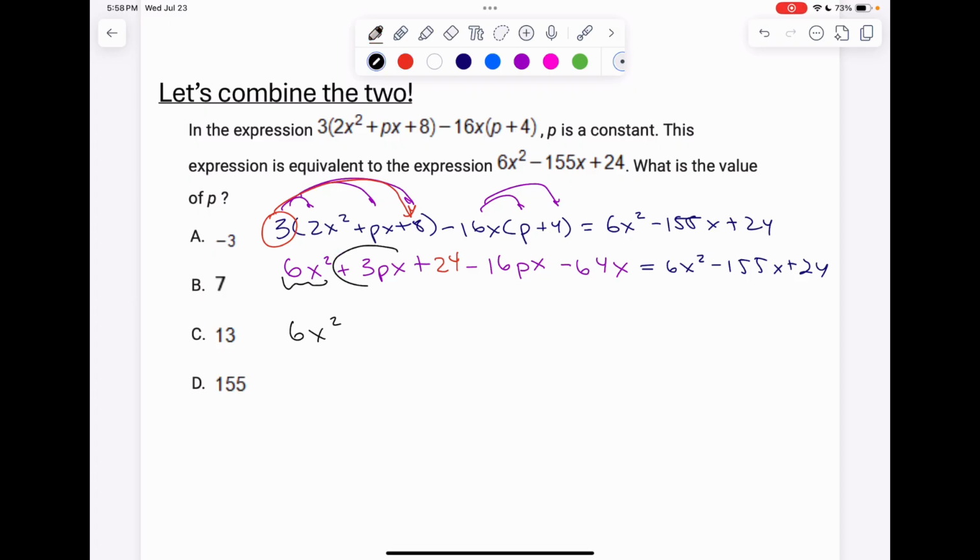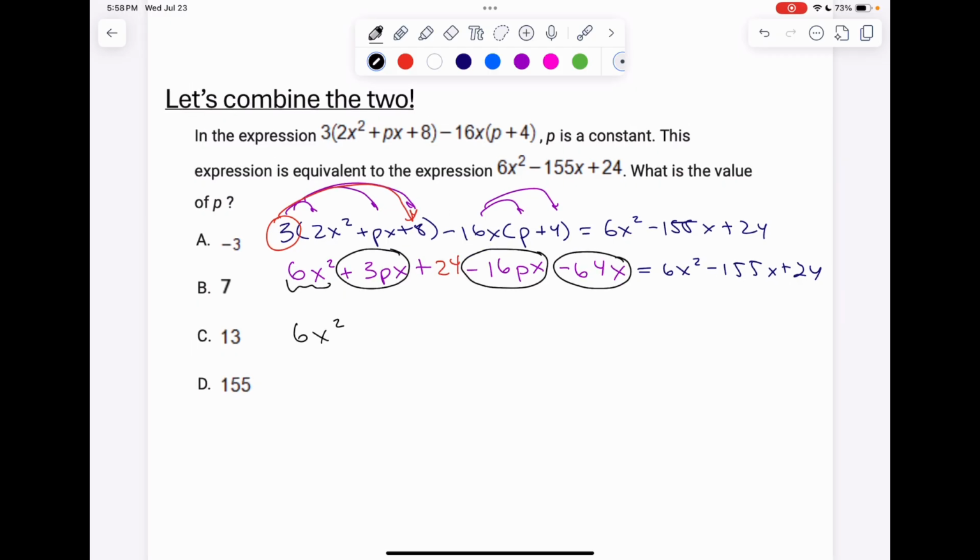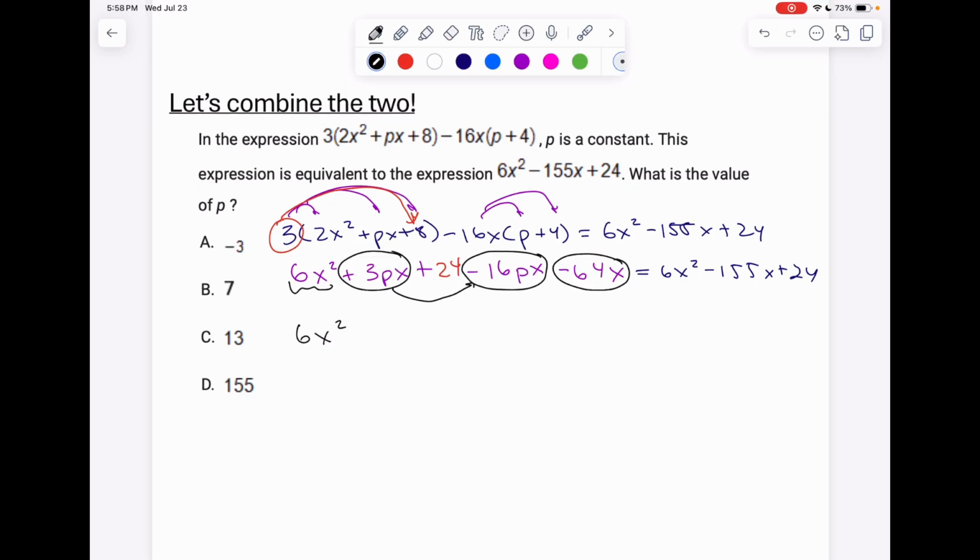We do have a few x terms. We have this guy, and this guy. So let's write them all together. We have plus 3px minus 16px. Those are like terms. They have the same variables, the same constants, so we can actually put those together. That's going to be negative 13px minus 64x. And then we have our final constant plus 24, and that's what equals 6x squared minus 155x plus 24.